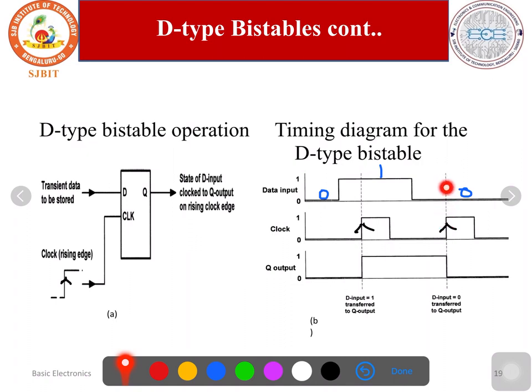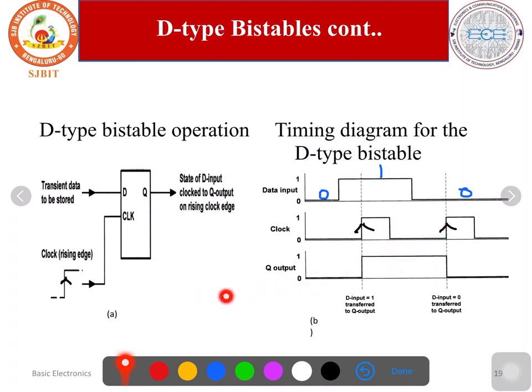It checks the input at the clock rising edge. Here is the clock rising edge. At that time, it checks the input. The input is 0, so the output changes to 0. So depending on the clock rising edge, the output changes. If you observe here, the data input falls from 1 to 0, but the output is not changing from 1 to 0 because we have not applied the clock. According to the clock, the output changes.